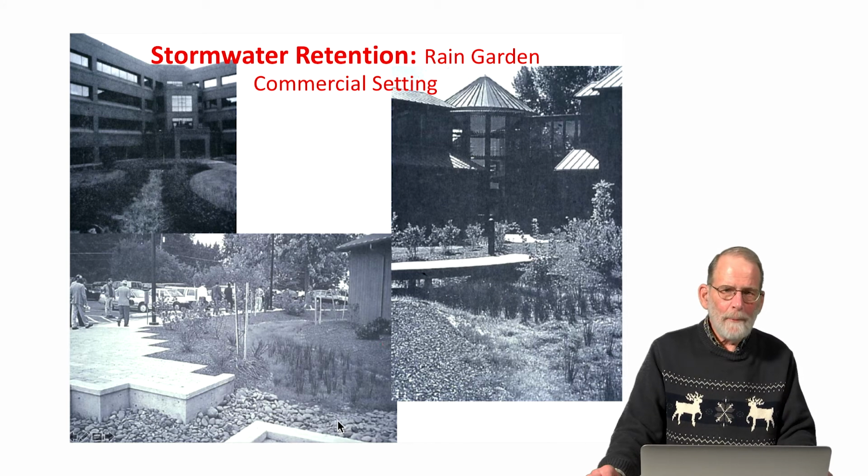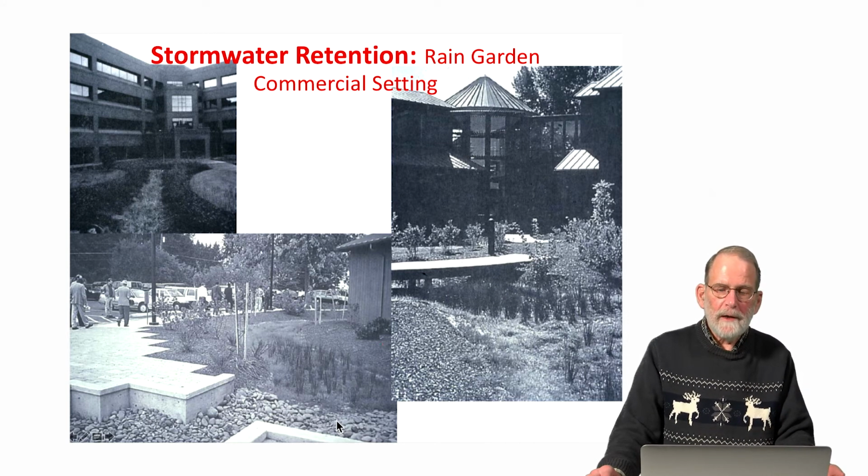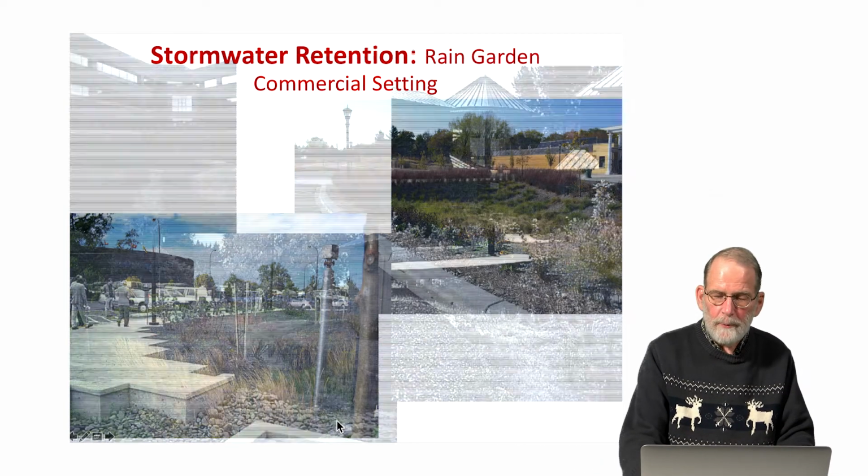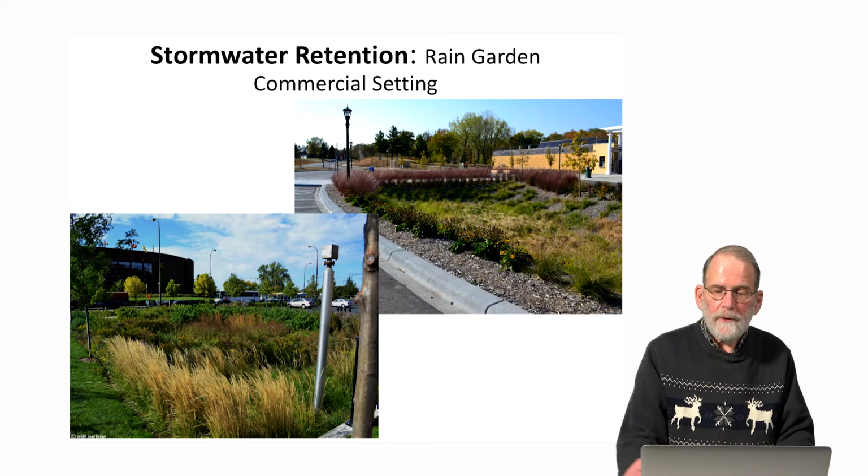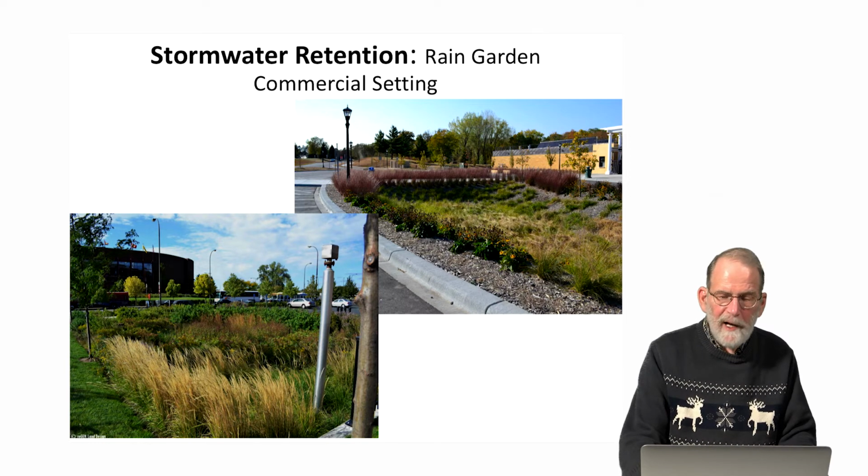So again, it's capturing water where it falls, where it lands, when it lands, and trying to get it into the ground as quickly as possible. Another example of bioswales, again, the idea is to get the water into the ground as quickly as possible and to use plants as a means of filtering contaminants out of the runoff.